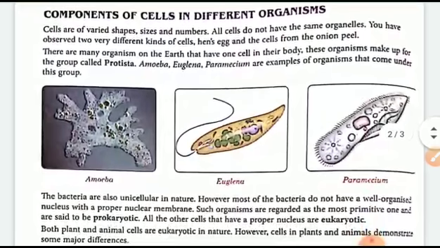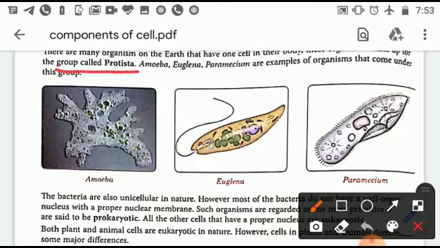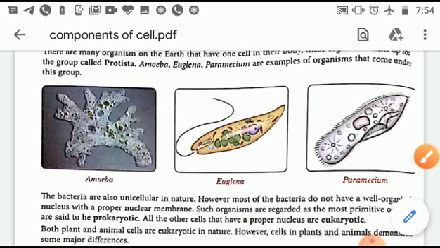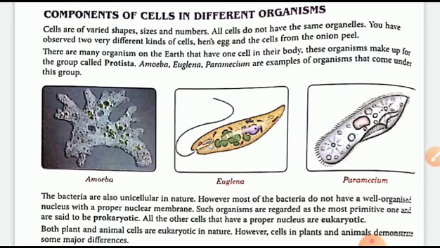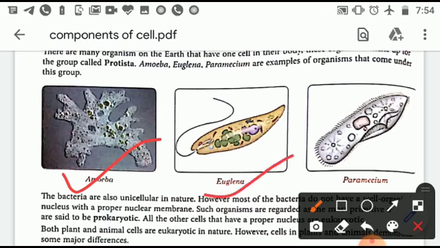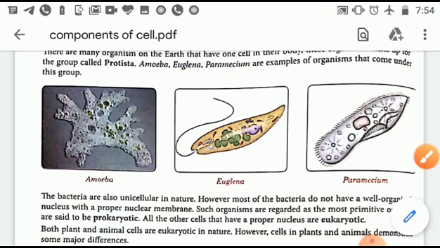There are many organisms on the earth that have one cell in their body. These organisms make up the group called Protista. Underline this word, Protista. Actually Protista is included in the family Protozoa, but since they are unicellular organisms, they are included in one group called Protista. Protista are the group of protozoans which are unicellular. Examples are amoeba, euglena and paramecium.